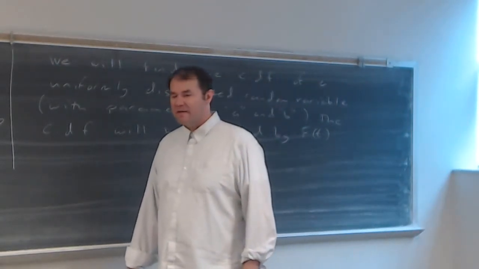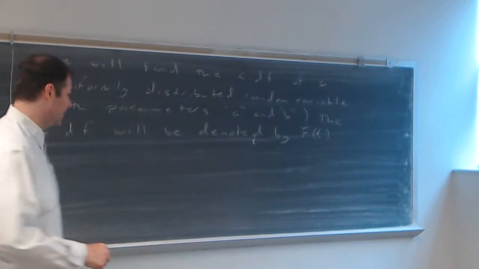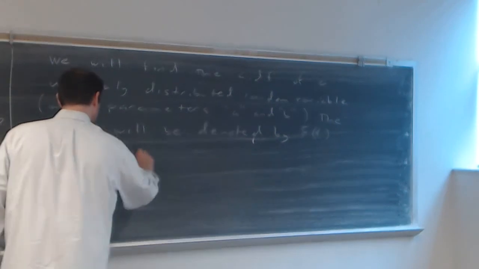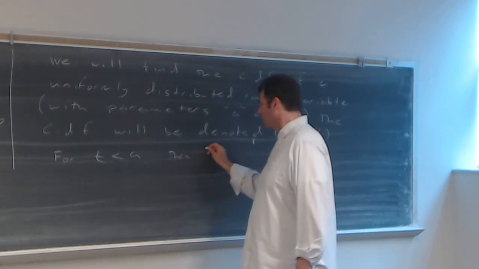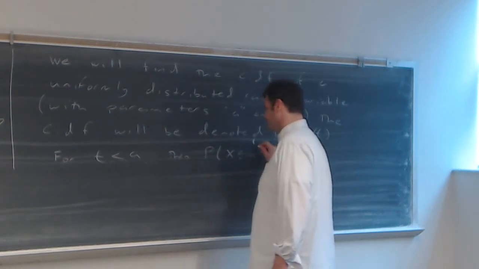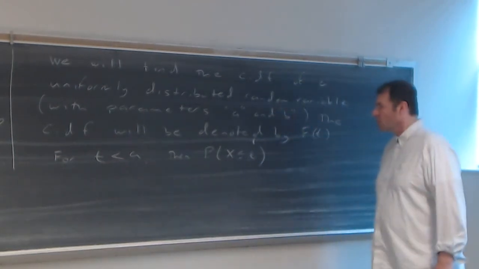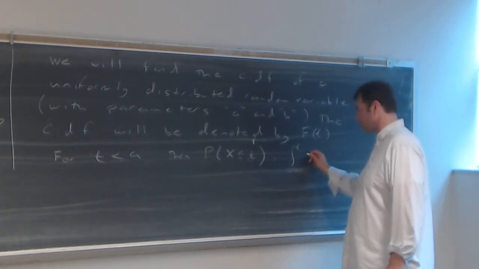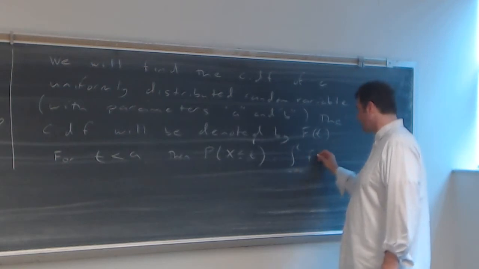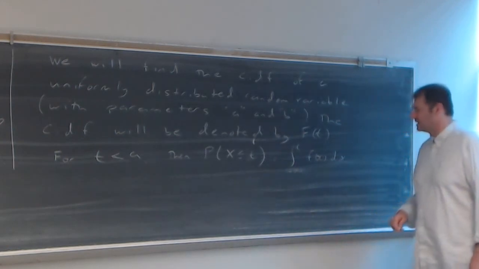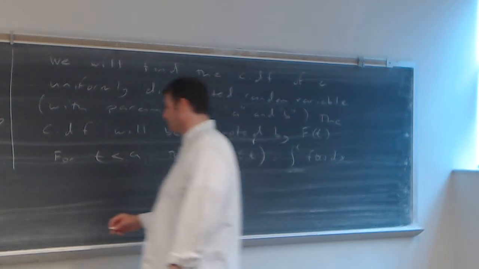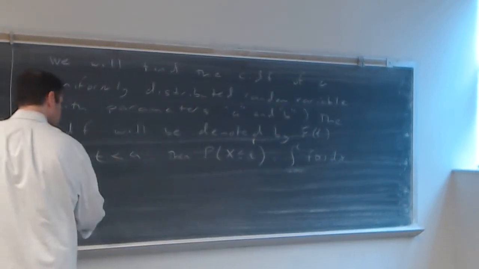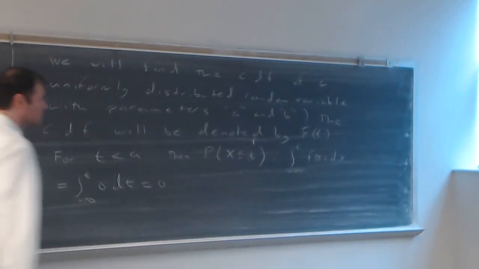The thing that I realize is that if we consider a t less than a, then the probability that X is less than or equal to t would be the integral from minus infinity to t of f of x dx, where f is the PDF of big X. But when t is less than a, this PDF is defined to be 0. And that's just 0. That's the first thing we noticed.